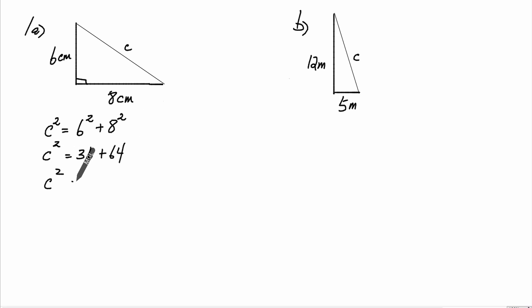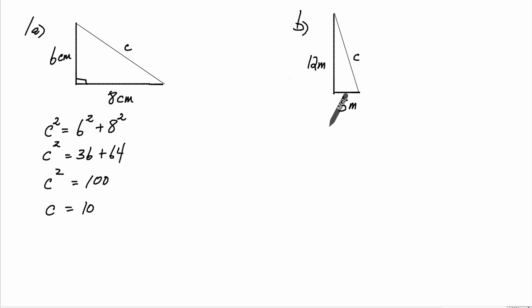Adding up 36 and 64 together yields 100. And C will simply be the square root of 100. And we all know that the square root of 100 is equal to 10. In other words, if we were to square 10, then we end up getting 100, or C squared.